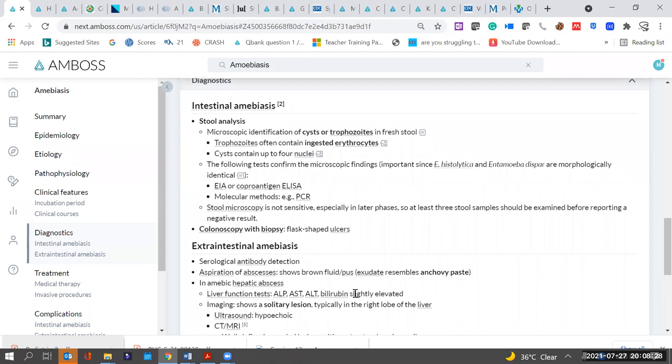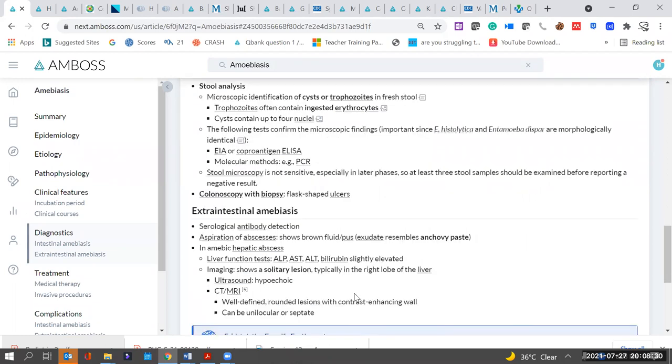Now, what happens if there's extraintestinal amoebiasis? We'll sometimes go for antibody detection, because antibody and, of course, autoimmune problems can occur. So we will check for the antibody, and we'll check the abscess, what kind of fluid is there. We'll take the exudate and go for analysis of that. It shows brown fluid and pus, and the exudate resembles anchovy paste. Whatever fluid they drain from this abscess, they will send for culture and sensitivity, and based on the result, they can start antibiotics.